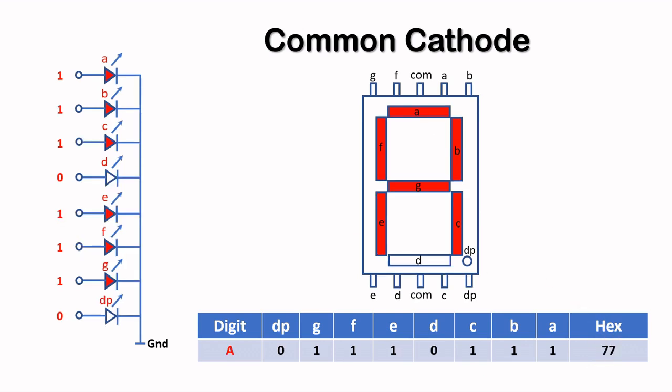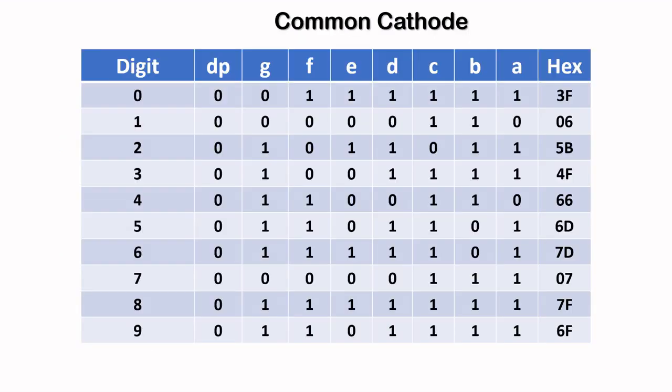Now, if you want a character or a symbol A, uppercase A, the only segment that we need to leave off is segment D. So segment D here will be 0, the rest all 1s, and also DP would be 0. As mentioned earlier, we're not using DP in our example. So the binary value would be 1110, 1110. That will be hex 77.